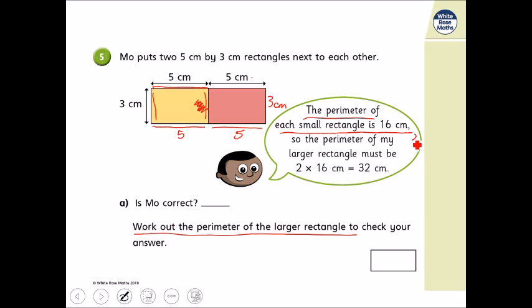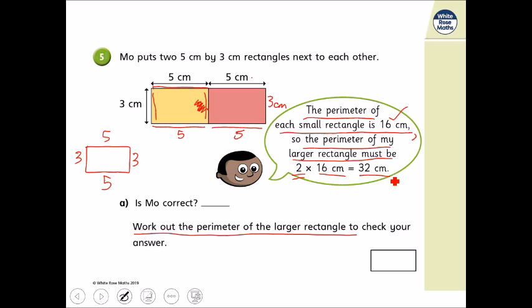Now, let's just stop there. So let's have a look at each small rectangle. Each small rectangle is 5, and then 3 there, that's 8, and then add another 5, that's 13, and add another 3, that's 16. Okay, so yeah, we agree with that. So the perimeter of my larger rectangle must be 16 centimetres, because that's one rectangle, times 2, because there's 2 rectangles put together, and 2 16s are 32.